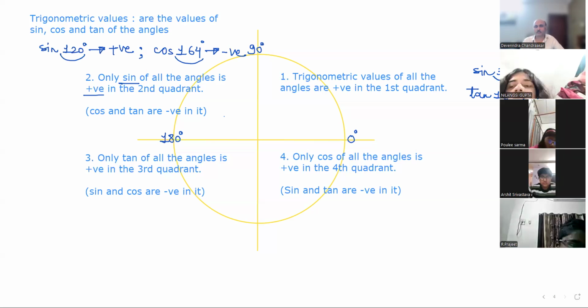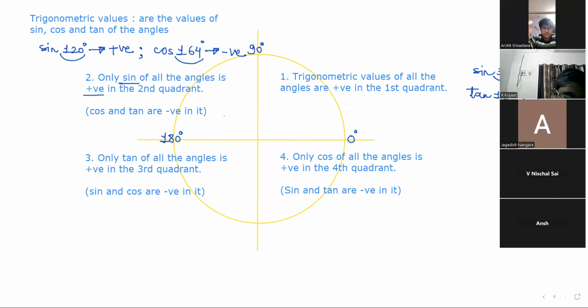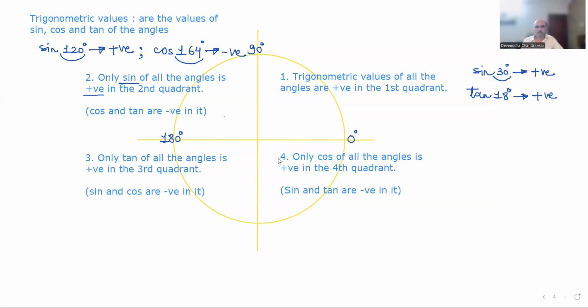Nilamshi, Arshit, Pauli, Prajeet, Ansh, Jagdish, ठीक है. Now, second last one. If I ask you what is tan of 240 degrees? Positive or negative? Positive, because this angle lies in the third quadrant, right?